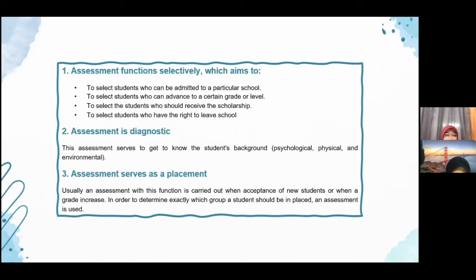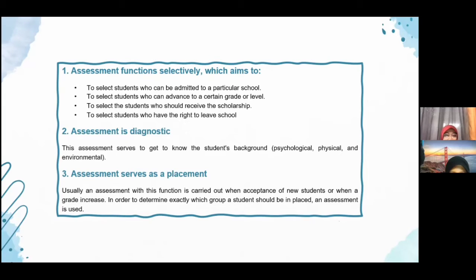The first is the selective assessment function, which aims to select students who can be admitted to a particular school, to select students who can advance to a certain grade or level. The third is to select the students who should receive the scholarship. The fourth is to select students who have the right to leave school.